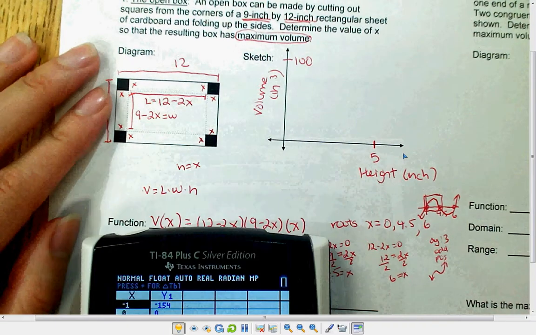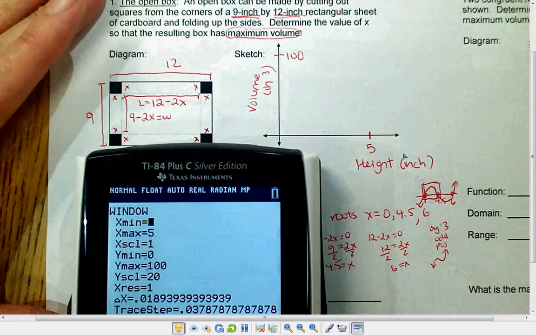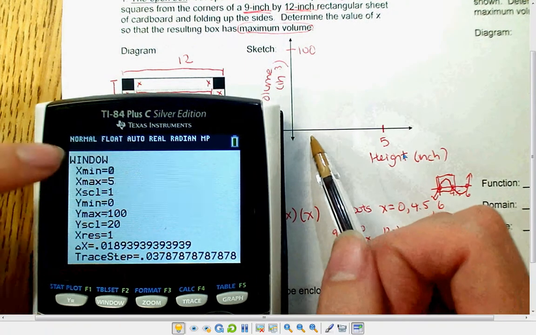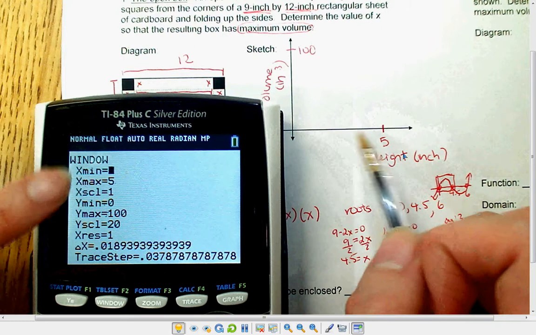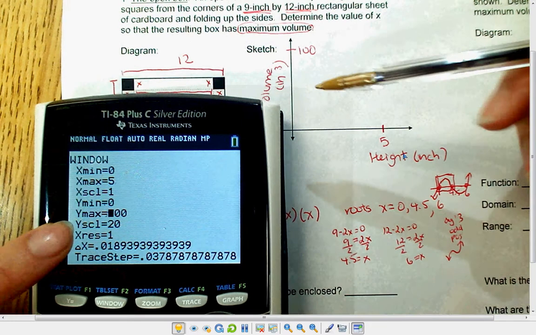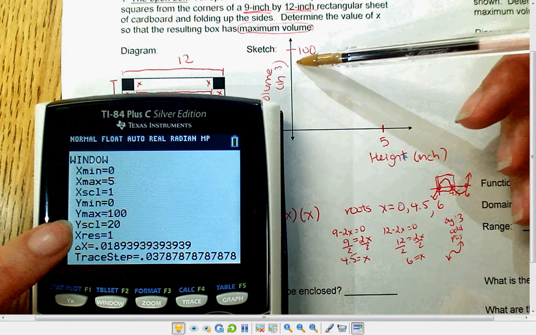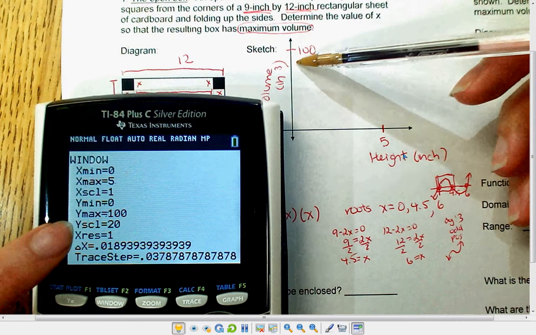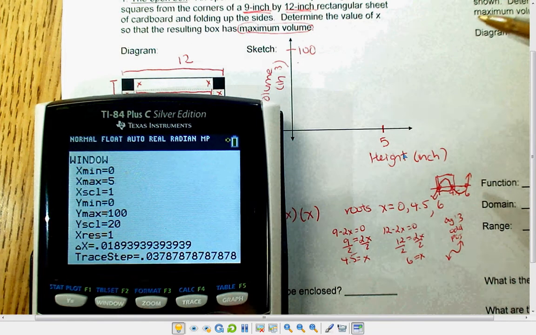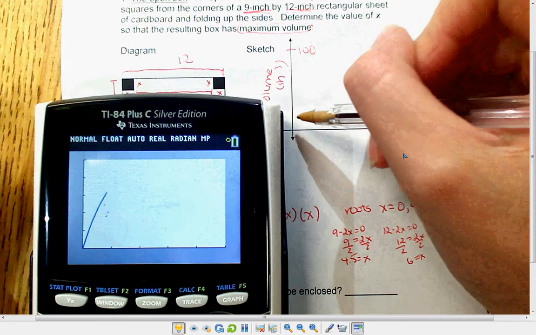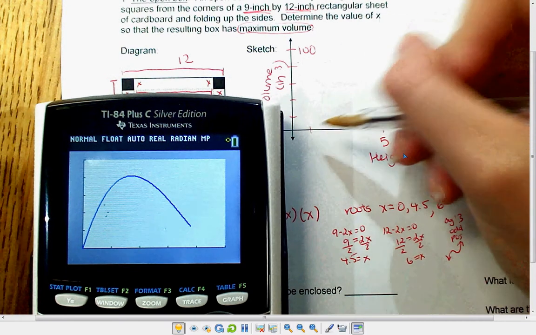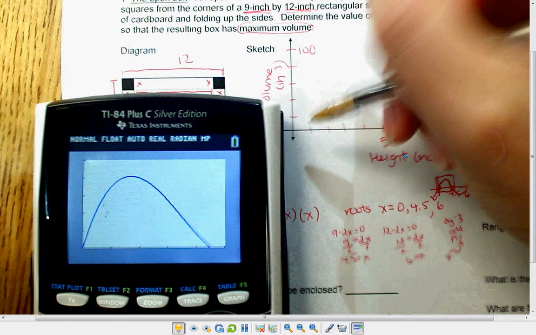So now if I go to my window, I want my x min to be 0. So in these real world situations, we don't want any negative numbers, so just 0 to 5. My x scale will go up by 1s. And then my y's, I want to go from 0 to 100. And my y scale, I'm going to go up by 20s. So once I have this, you're going to press graph. And we're going to sketch this.